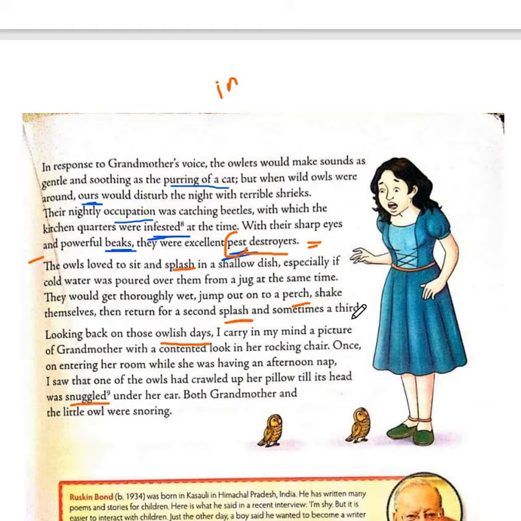and they will be getting completely wet. Looking back on those owlish days, the narrator is calling those days, or you can say during those days on which those owlets were there in the family. The owlish days here means those days on which or during which the owlets were there in the family. So those days are being called owlish days by the narrator.